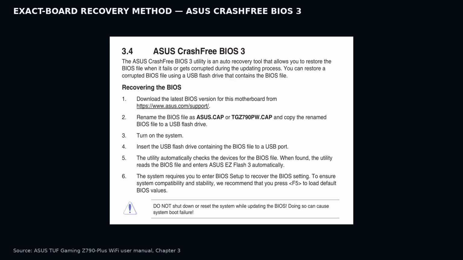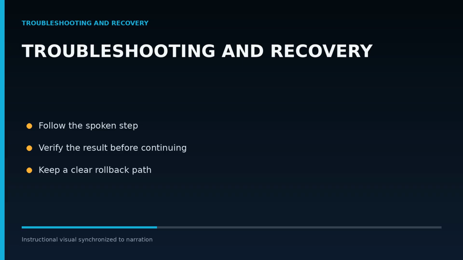For a corrupt BIOS or failed update, use only the procedure documented for this exact board. The TUF Gaming Z790-Plus WiFi manual specifies ASUS CrashFree BIOS 3. Download the latest BIOS, rename it asus.cap or tgz790pw.cap, copy it to USB, and follow the manual. Do not shut down or reset during recovery. Do not guess or use instructions written for a different ASUS model.